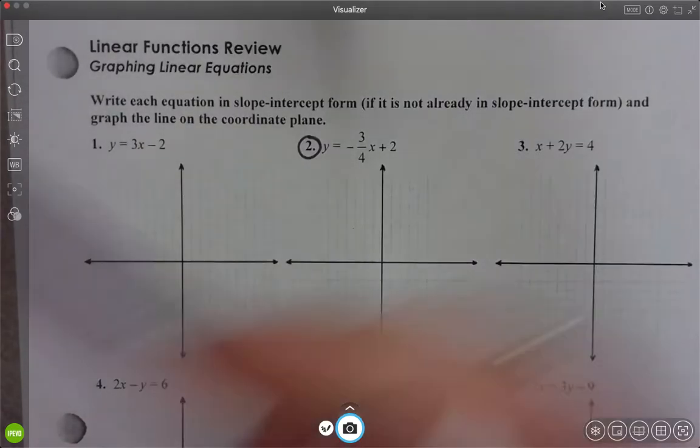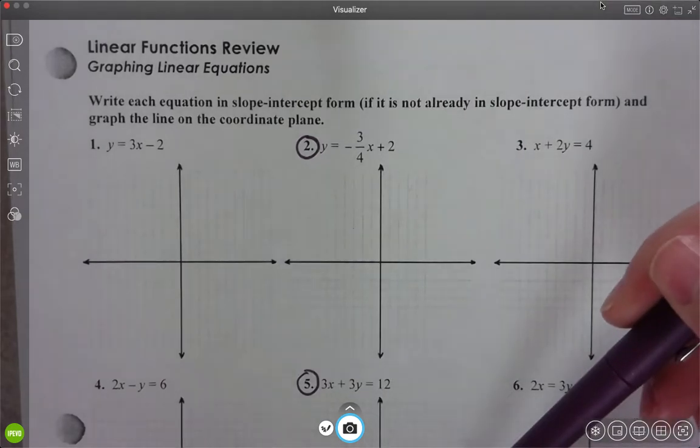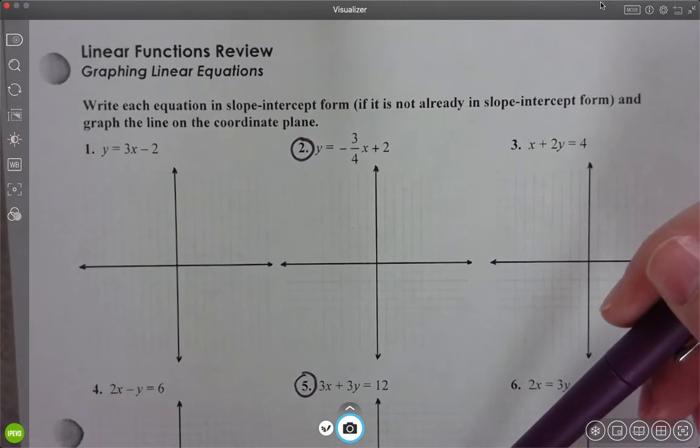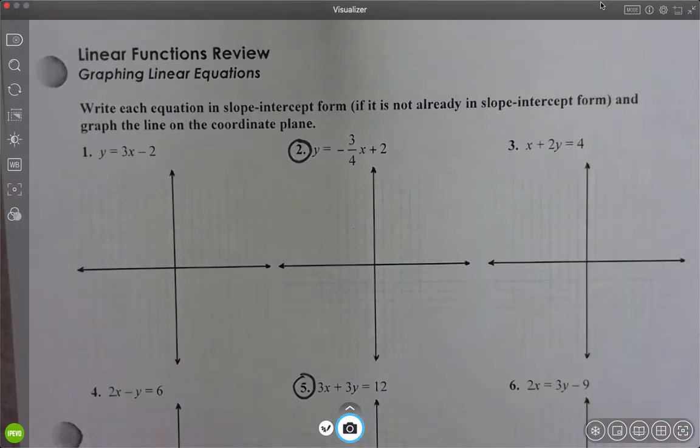You should have a sheet in your packet that looks like this. If not, I'll have it attached to Google Classroom so that you can access this document. But this gives us a brief rundown of what linear functions are. So you should know by now that linear functions, when you graph them, look like a line.